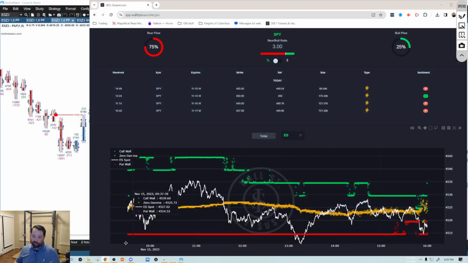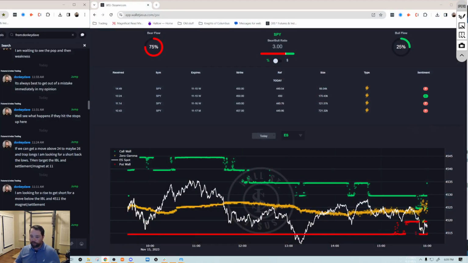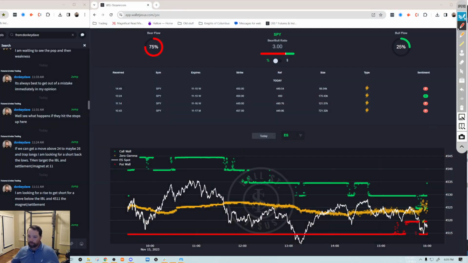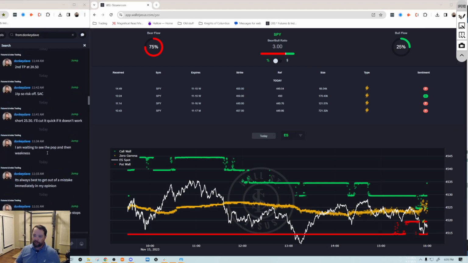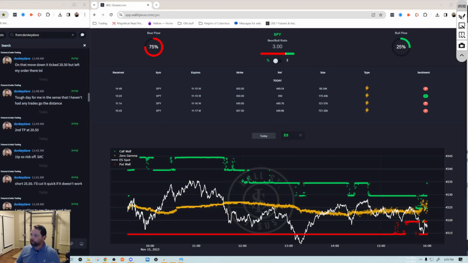It's about as good of an entry as you could hope for right there. So let's see what happens if they hit the stops. They went above. There wasn't really anything there. I went short as we came back down. This is something else. It's always best to get out of a mistake. Somebody accidentally entered in the trade, and they got right back out of it. And saying it's always good to do that.